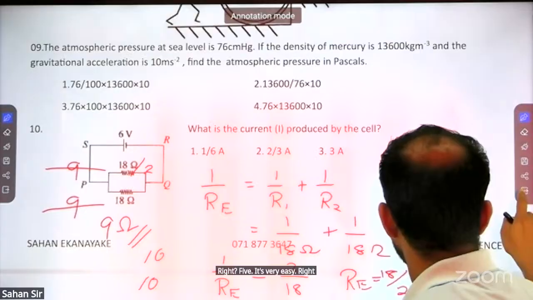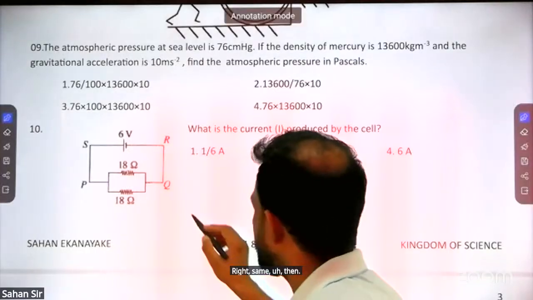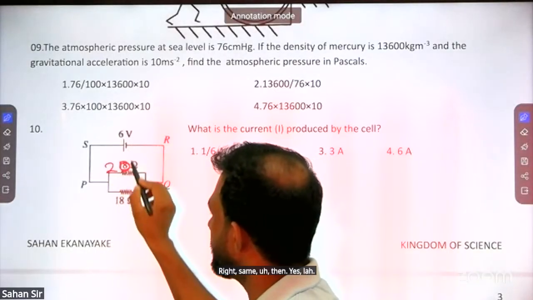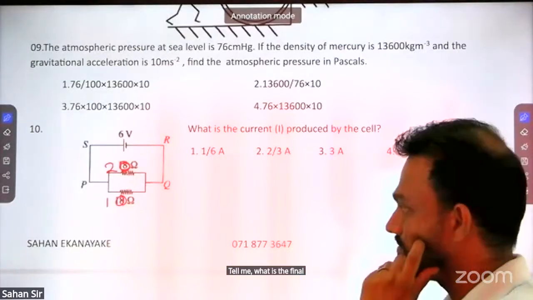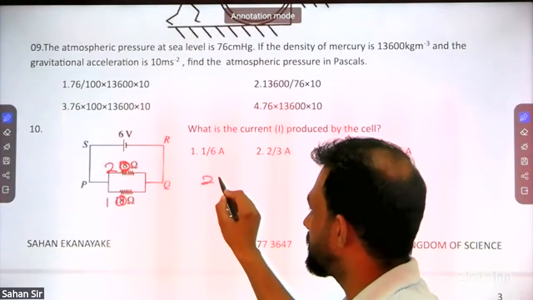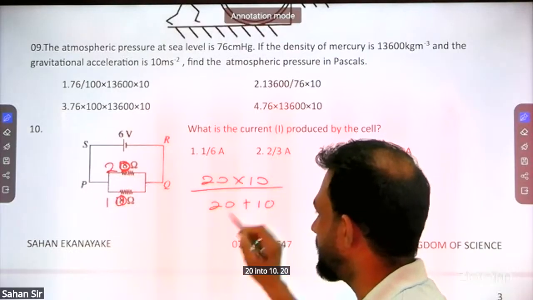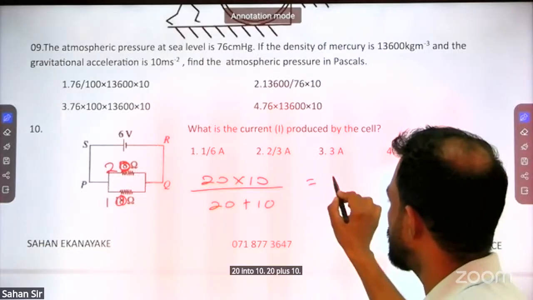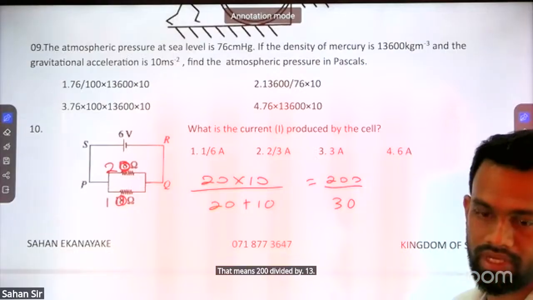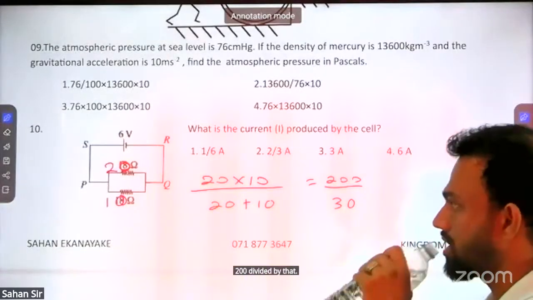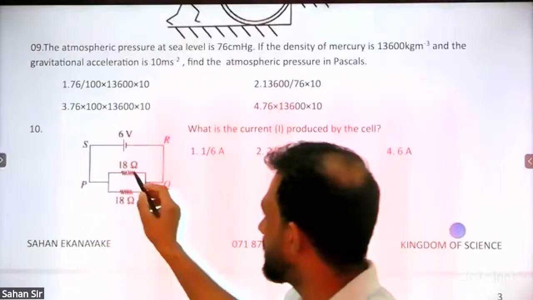Right. So listen to me again. Same, then this one: 20 and 10. Tell me what is the final value? 20 into 10, 20 plus 10. That means 200 divided by 30. Next one.